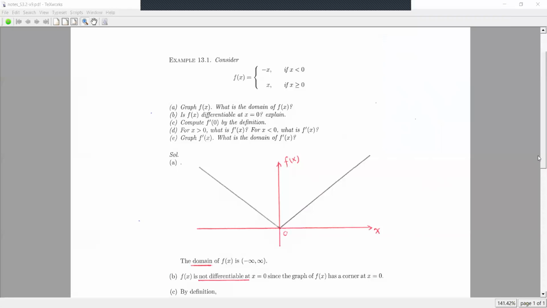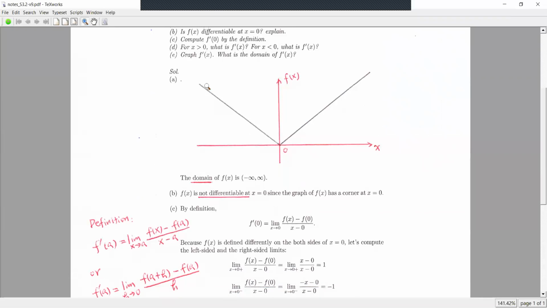Part B. The graph of the function has a corner at x equals 0. At a corner, the graph has no tangent line. Therefore, at x equals 0, the function has no derivative. In other words, the function f is not differentiable at x equals 0. The reason is the graph of the function has a corner at x equals 0.